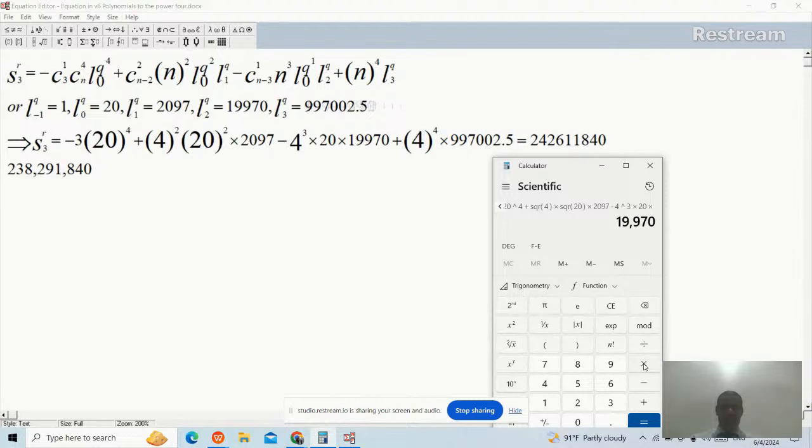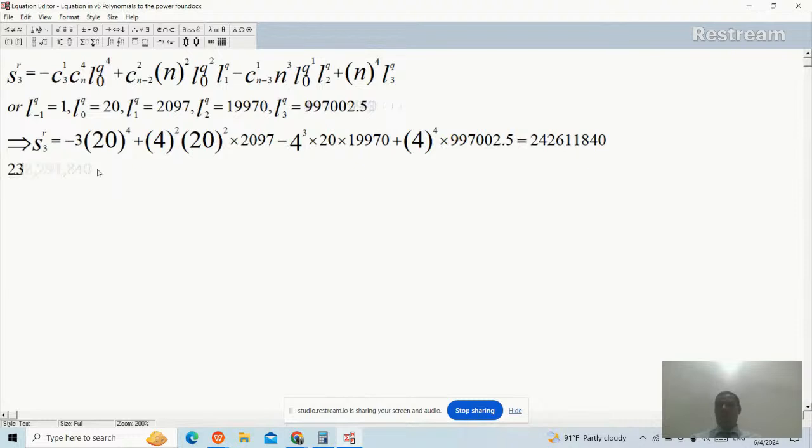19,970 plus what? Plus, learners, 4 raised to the power 4. Okay, means 256. Times, learners, 997,002.5. This one should be equal to, okay, yes, equal to 242,611,840. So I'll just erase this one. Okay, the last one that we did.